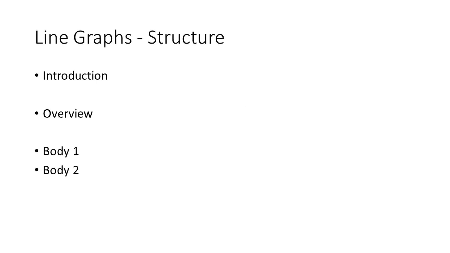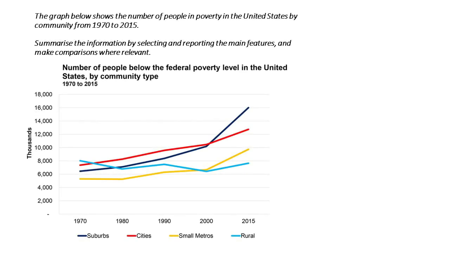Line graphs. So for each Task 1 academic, usually I try to write 4 paragraphs. I try to write an introduction, an overview, a body 1 and a body 2. Now some people put the overview as a conclusion, but my personal preference is to put the overview after the introduction, and I will show you what I mean soon.